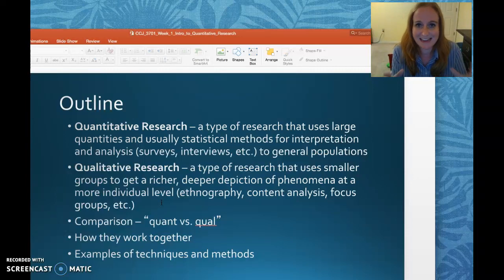So we kind of call them two camps, and it's the how you go about finding out what you want to know. So quantitative, again, quantities, statistics, surveys, big data, some of those things, and then qualitative is the deep, rich interview, focus group, ethnography, more individual level stuff. So it's high quality, but you can't really apply it broadly. Quantitative is not quite as deep on the quality, but you can apply it to nearly everybody because you have such good variety in there. So anyway, we'll again do that comparison, how they work together, and give you some examples to work with.